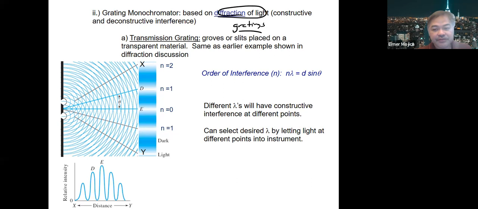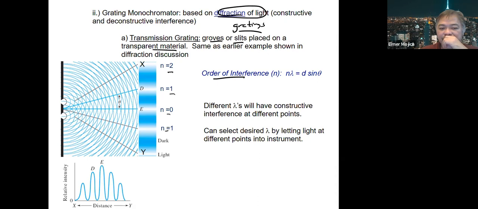Okay? So you can have here the so-called transmission gratings, where you have some grooves or slits placed on a transparent material, same as the earlier example shown in the diffraction discussion. Here you can look at the order of interference. It's just n times wavelength equals d times sine theta. So different wavelengths will have constructive interference at different points, and you can select the desired wavelength by letting light at different points into the instrument.